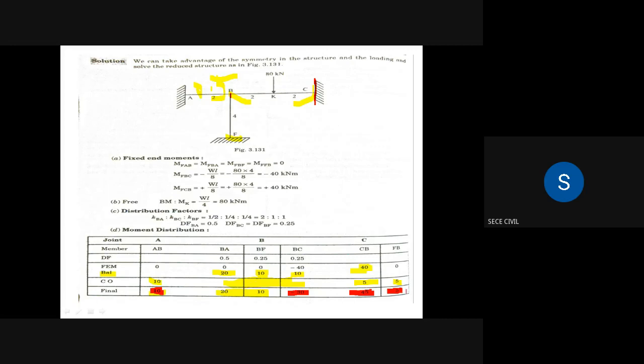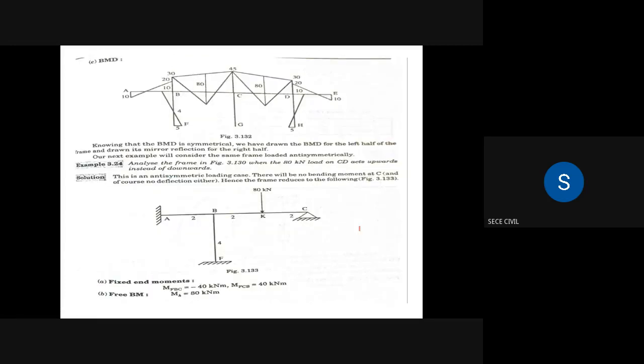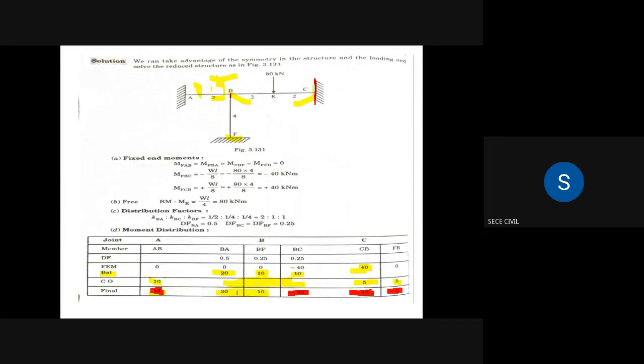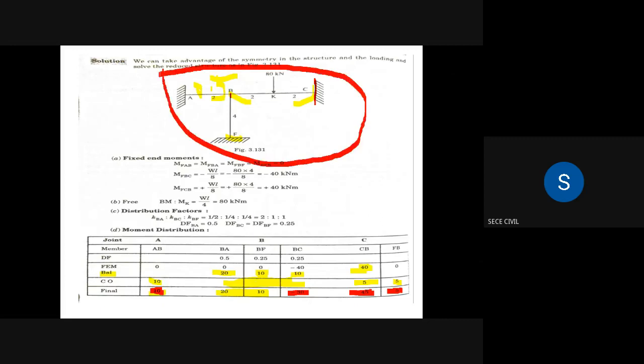So this is the final moment for that particular figure. For this figure, we calculated the final moments.